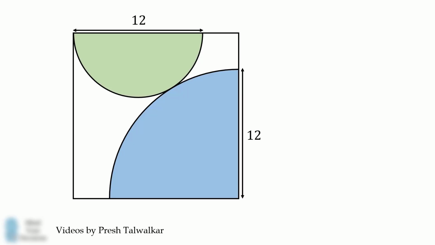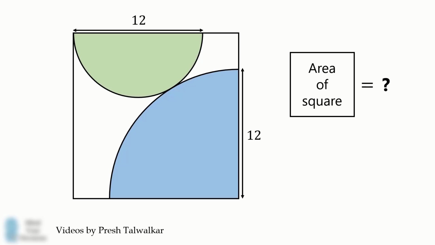There are two parts to the question. First, what is the area of the square? Second, construct the tangent line segment AB. What is the length of AB equal to?